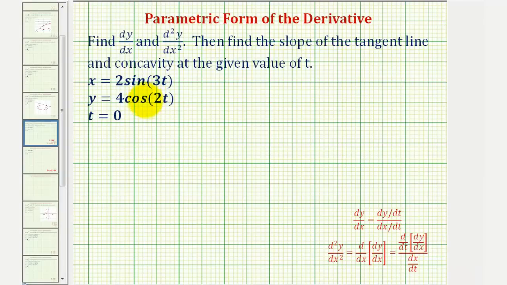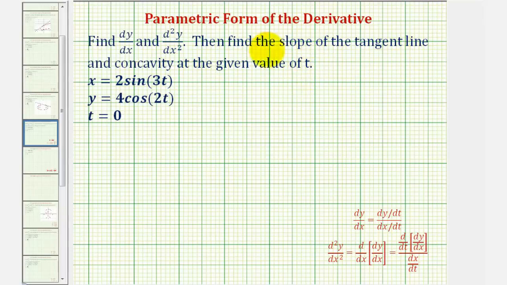In this problem, we're given the parametric equations of a plane curve, asked to find the first derivative of y with respect to x, and the second derivative of y with respect to x, and then find the slope of the tangent line and the concavity at the given value of t.